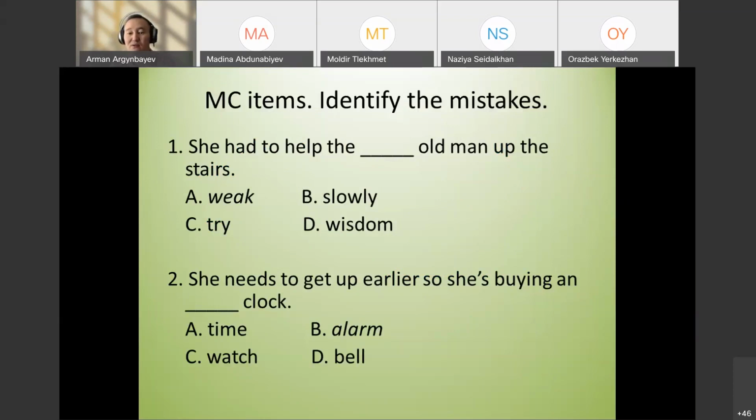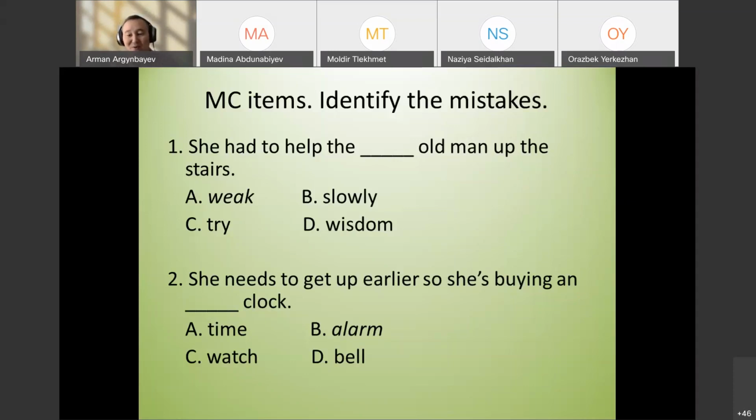What seems to be wrong in the first sentence? Anybody? Different parts of speech, it's often not. That's it. Well done. Exactly. Slowly is not an adjective. Wisdom again is a noun. Try is a verb. All of them are different.